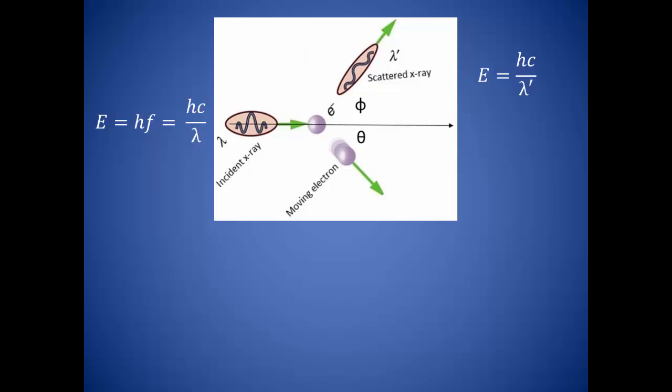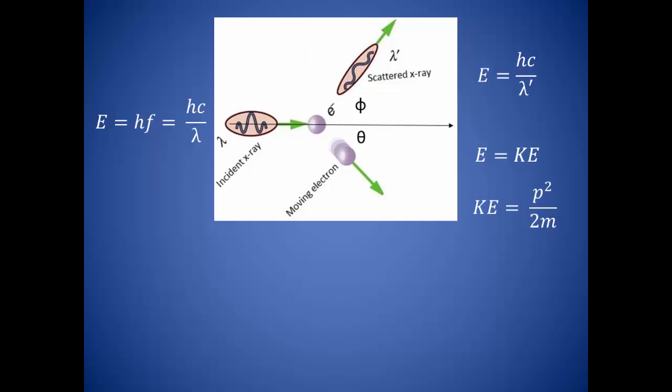After the collision, we have the energy of the scattered X-ray as hc over lambda prime. Since the electron is now in motion, we can say that it has kinetic energy. And following the conservation of energy, the kinetic energy of the electron must be equal to the difference in energy between the incident X-ray and the scattered X-ray. So when the frequency of light decreased, it lost some energy. This energy was transferred to the electron, and since the electron is moving, that energy is considered kinetic energy.